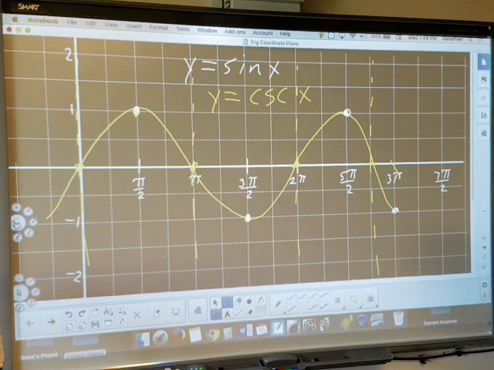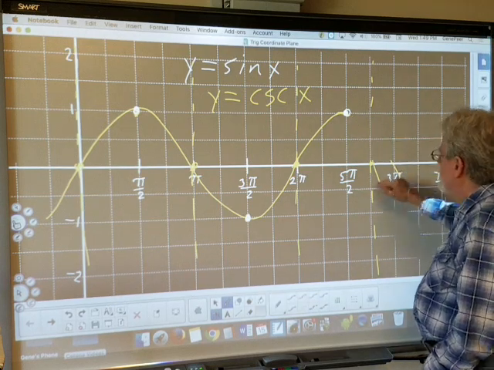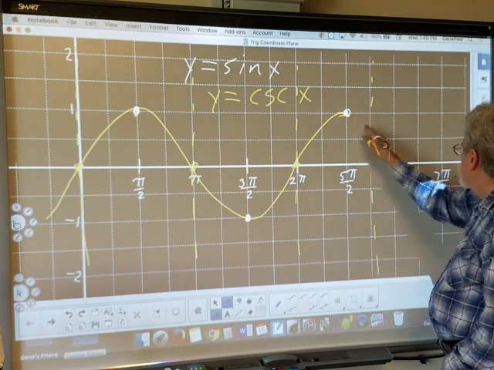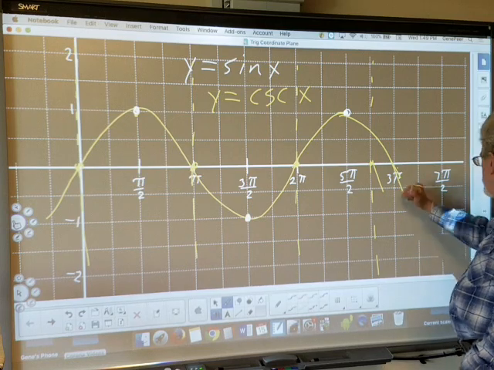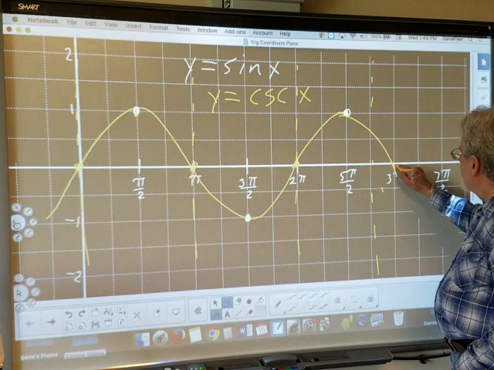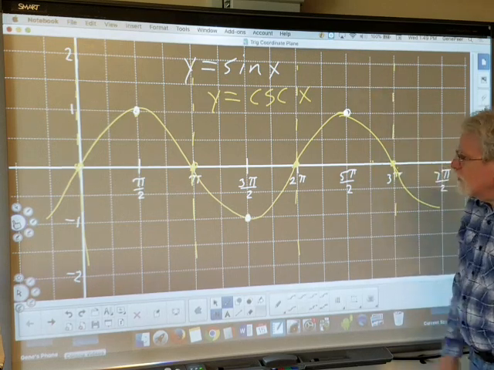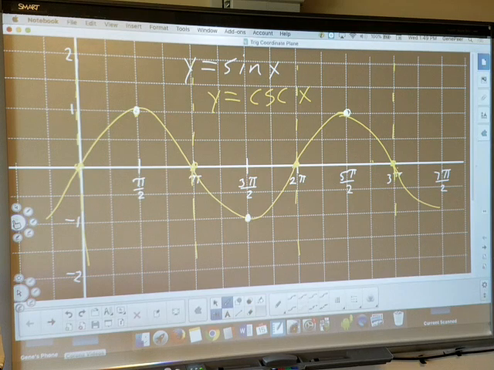I did mess this up. Oh, I messed that up radically. That was not where that belonged at all. It was supposed to go through here. Yeah, that's why it looked so weird to me earlier. Anyway, where we used to have a 0, we'll have an asymptote. All the zeros become asymptotes.